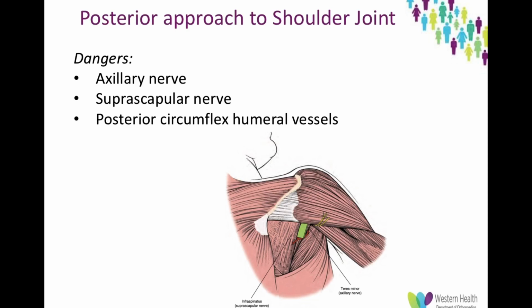The vessels at risk here are the posterior circumflex humeral vessels, which run with the axillary nerve in the quadrangular space beneath the inferior border of teres minor.